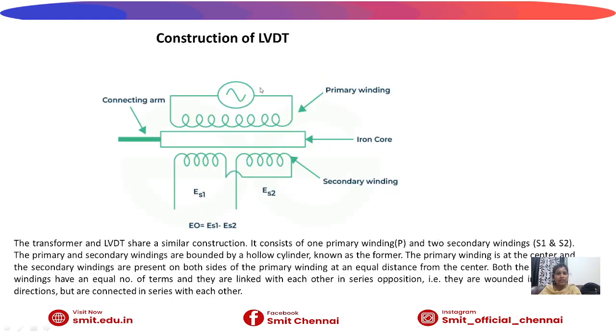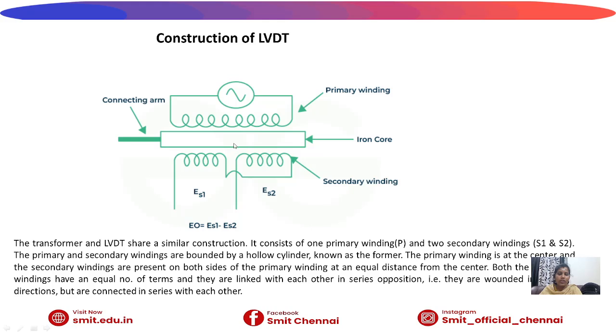So this is the construction of an LVDT. There is a primary winding and two secondary windings, and one iron core with a connecting arm, right? The AC excitation is connected to the primary winding. When I give AC voltage to the primary winding, it generates a magnetic field. The magnetic field generates magnetic flux in the secondary windings. So now the whole winding is excited, and the output is at the ideal position, right?